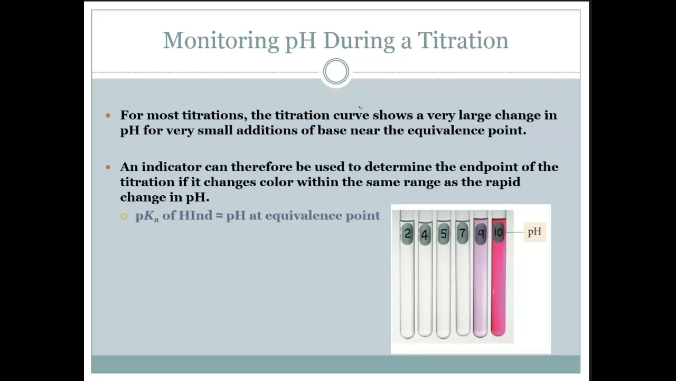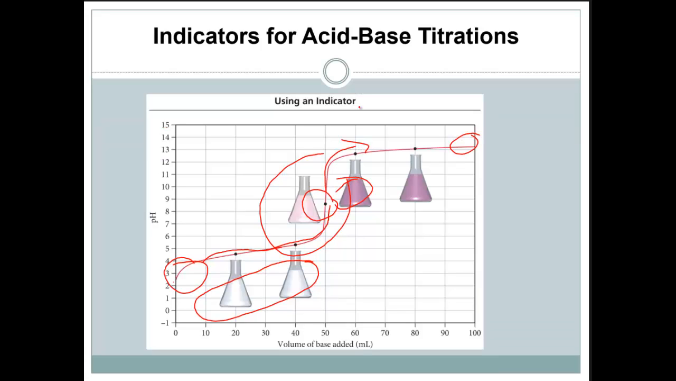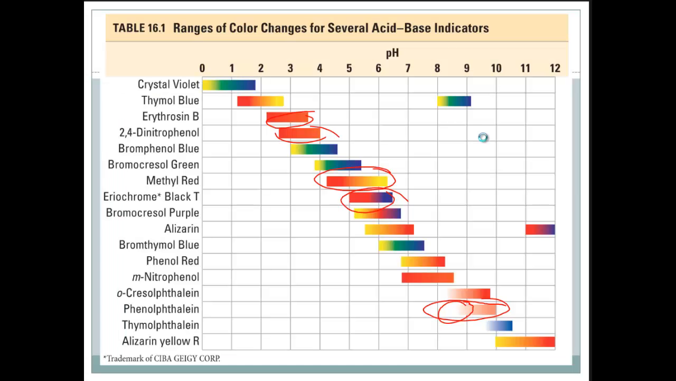For most titrations, the titration curve shows a very large change in pH for very small additions of base near the equivalence point. An indicator can therefore be used to determine the endpoint of the titration if it changes color within the same range as the rapid change in pH. Let's take a look at that chart again. Here's the titration curve. Notice it's a very, very mild change in pH at the beginning, and then it leaps up, and then it levels off again. That's what this is referring to.